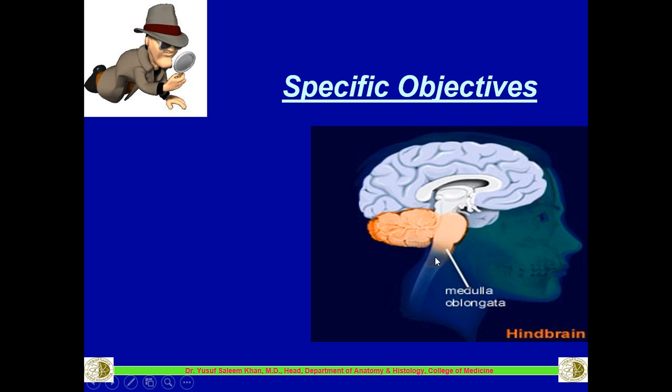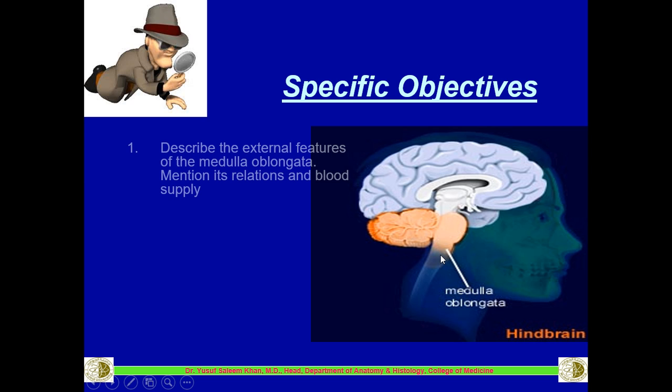So this is the whole brainstem. Here is the midbrain, this is the pons, and here is the medulla oblongata. Today I will explain the medulla oblongata.